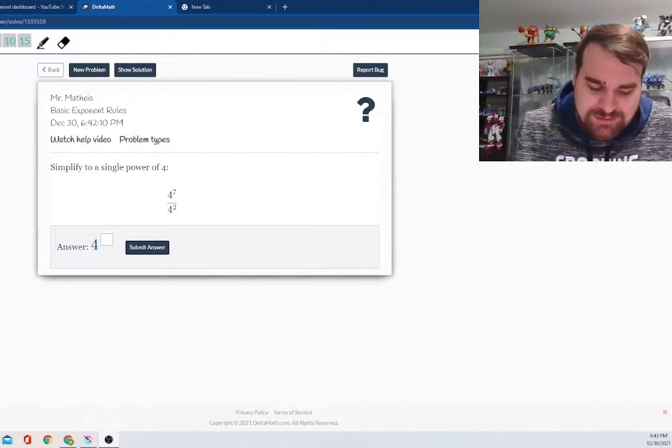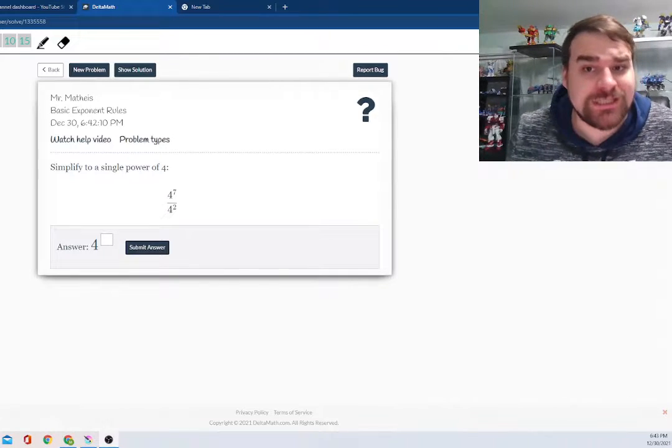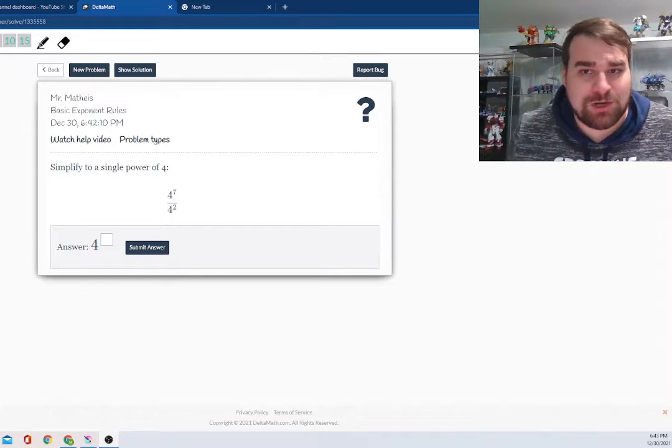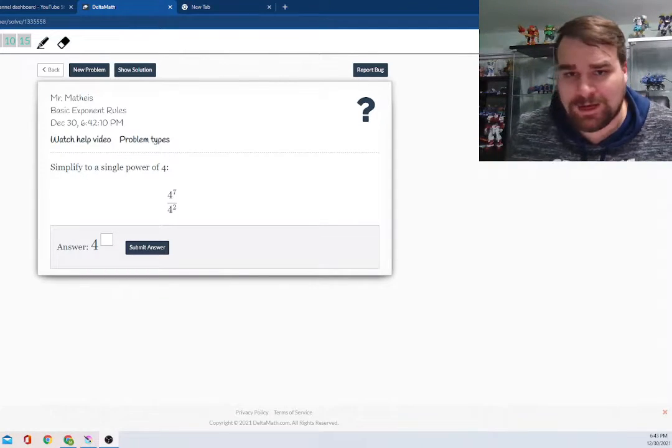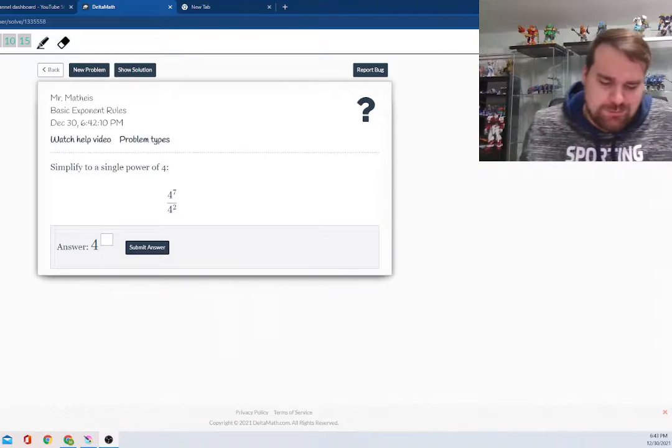4 to the 7th over 4 squared. Now, it looks like a fraction right now, which it is. But we also want to remember that fractions are just division problems. That's really what's happening here, right? So let's try to figure it out. What do you think we do?